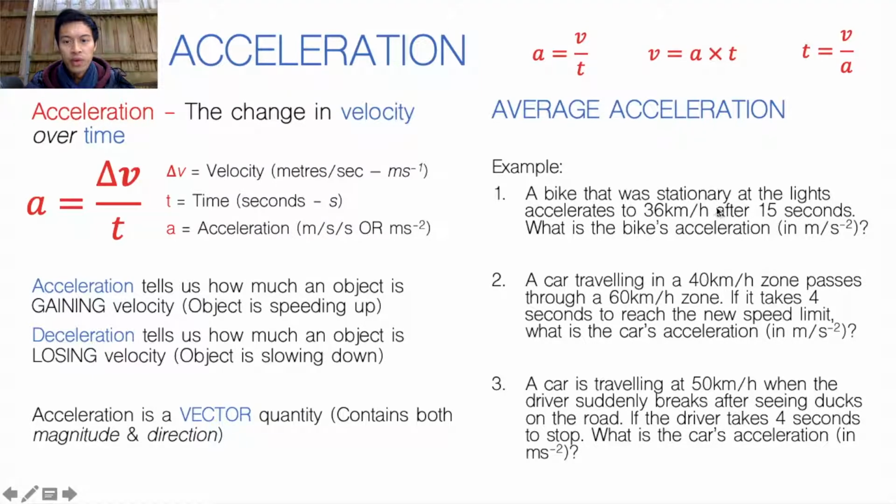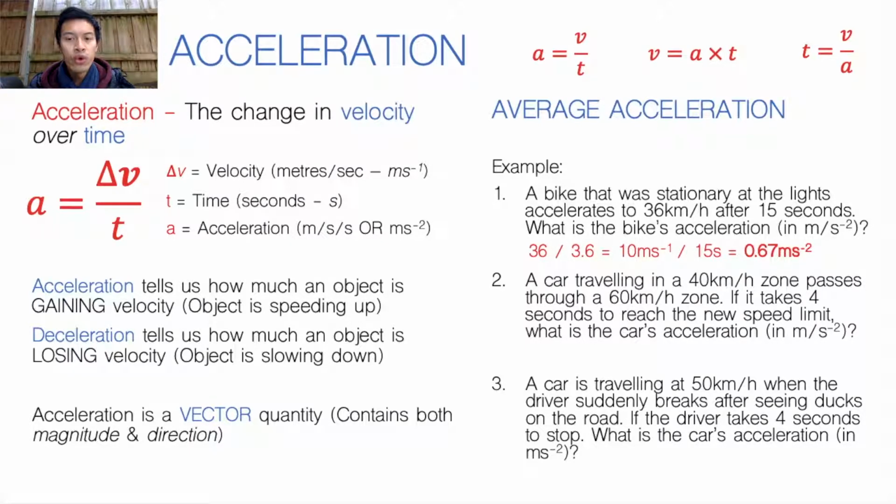So how do we calculate the acceleration? The first thing we have to do is convert 36 kilometers per hour into meters per second, because the final unit for acceleration is meters per second squared. So I'm going to divide 36 by 3.6, which gives us 10 meters per second for the velocity. Then I simply divide the velocity by the time. It changed 10 meters per second in 15 seconds, which works out to be 0.67 meters per second squared. So the bike was gaining about 0.67 meters per second in speed every second.